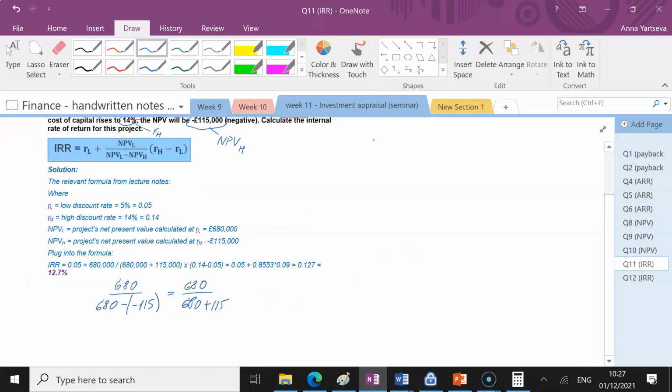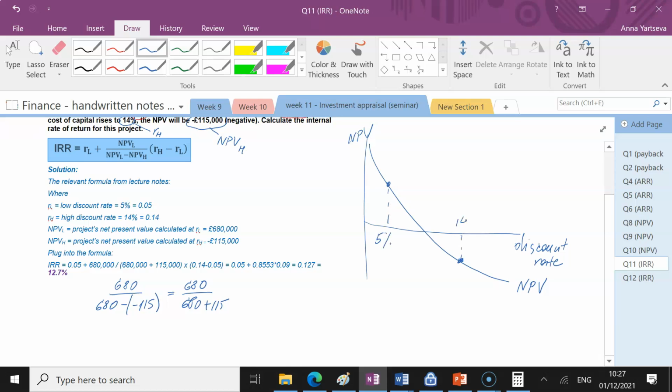So if you sketch a graph, this is your net present value, which changes with the discount rate. You don't know how your curve looks like in reality, but you are trying to approximate this. So you found 2 points. One was 5%, one was at 14%. Net present value at 5% is 680,000, and another one is minus 115,000.